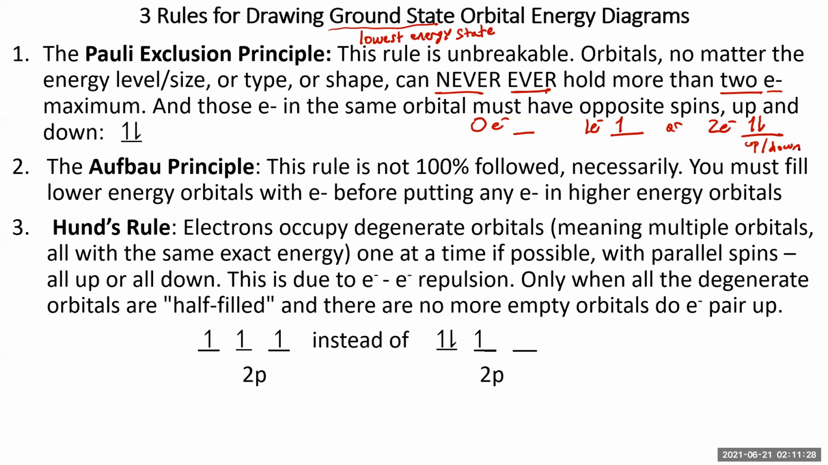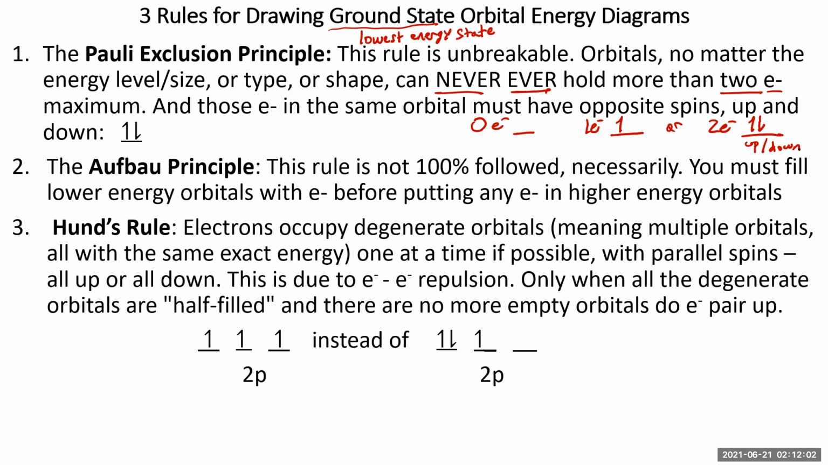The Aufbau principle. Aufbau is German for build up. This rule is not 100% followed necessarily, but for the most part it is. Certainly in the ground state you follow this rule because you want all the lowest energy orbitals to be filled before you start putting electrons in the higher energy orbitals. That's all it means. You fill up the ground floor before you start filling up the 2nd floor, and then before you fill up the 3rd floor, etc. So fill the lower energy orbitals with electrons before putting any electrons in the higher energy orbitals.